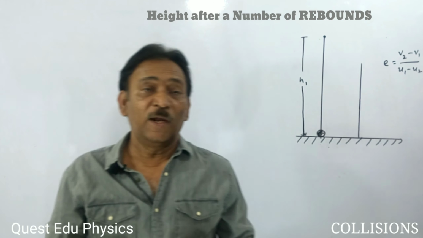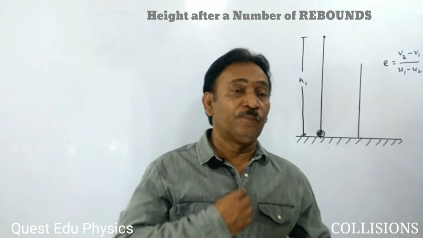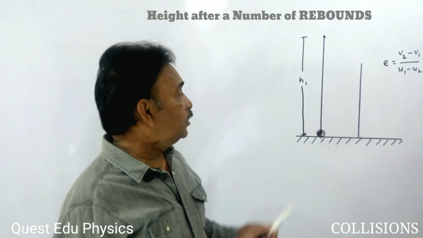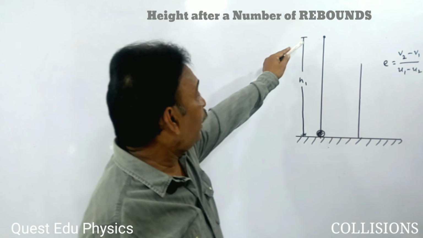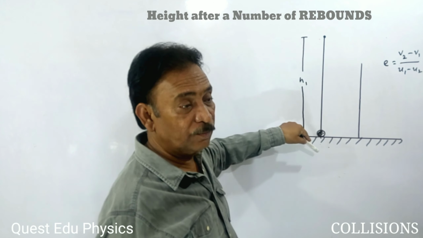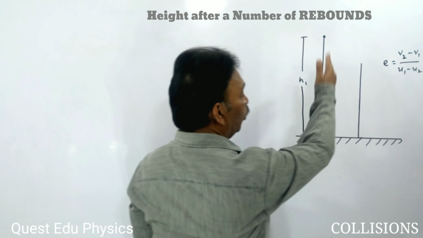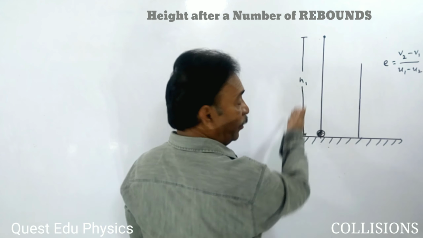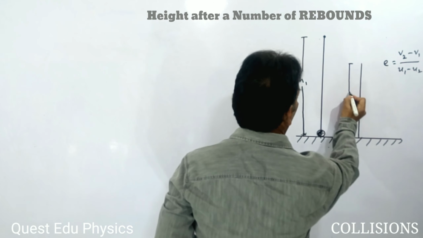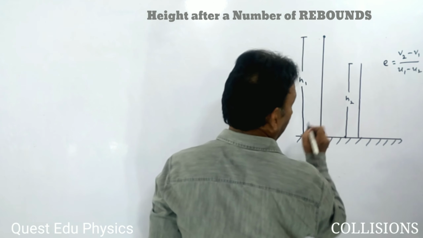Students, let's do one application of the coefficient of restitution. This is a very important application when we are solving problems. Here, we keep a body at a certain height above the ground and make the body fall down. The body comes to the ground, and then it will rebound. Let's say it is dropped from a height of h1, and it rebounds to a height of h2.